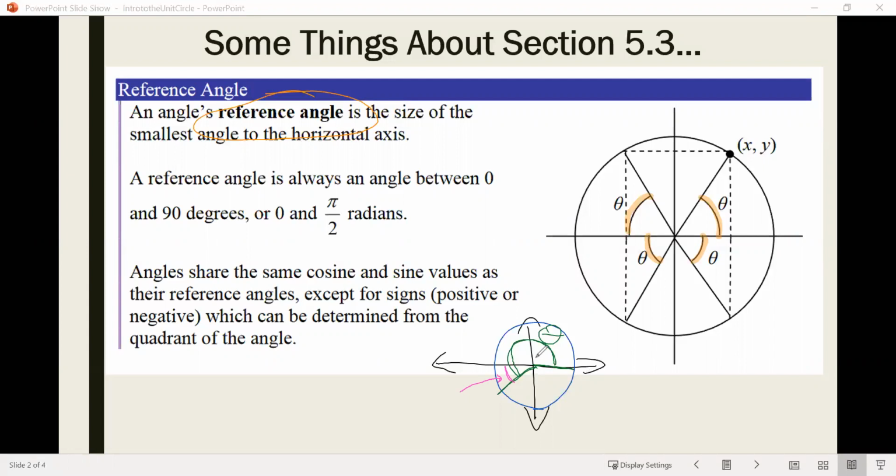Now, reference angles are important because angles share the same cosine and sine values as their reference angles, except the signs might be different, so the positives or negatives. And this ends up being helpful for us to build the unit circle, because there are some basic reference angles for which we can memorize the sines and cosines, and we can use that to build the rest of the unit circle.